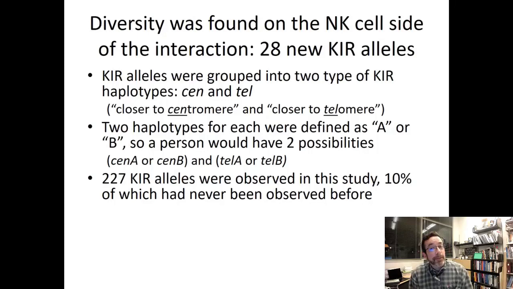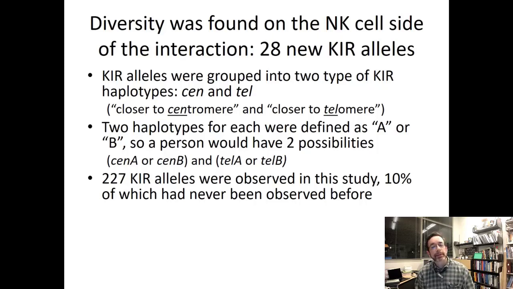Diversity was found. They did find some new alleles. They just had to look at the KIR locus to be able to do it. So on the NK cell side of the interaction, they found 28 new KIR alleles. So that's nice. They found something, and they got a better view of the kind of diversity that we can have in KIR molecules. They basically group them into 2 types of KIR haplotypes. They call it sen and tel, for closer to the centromere and closer to the telomere.